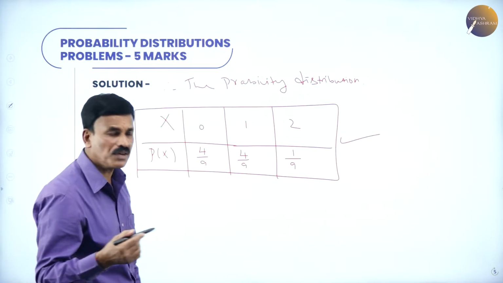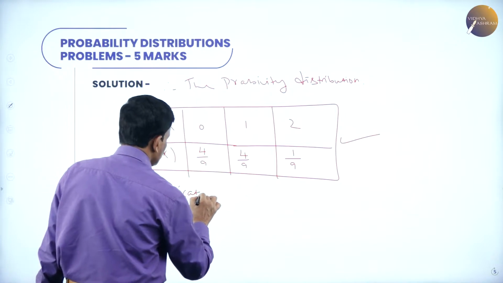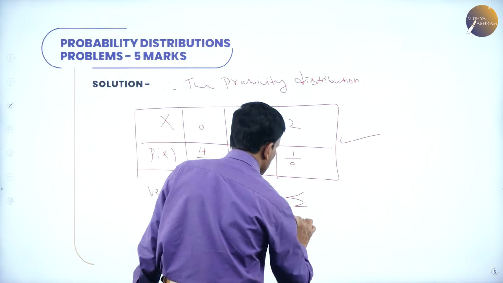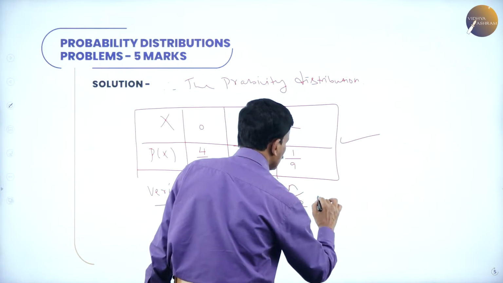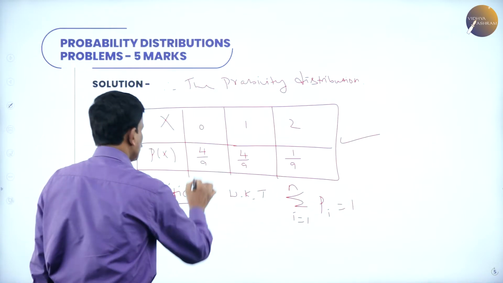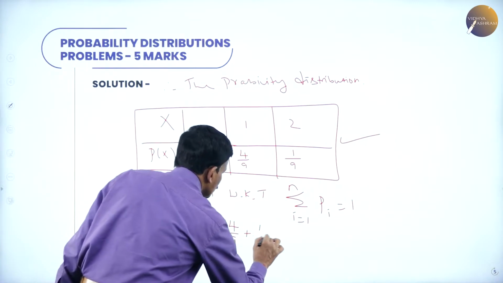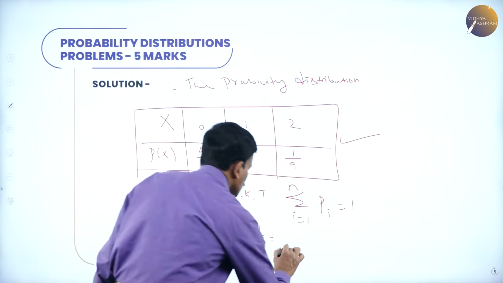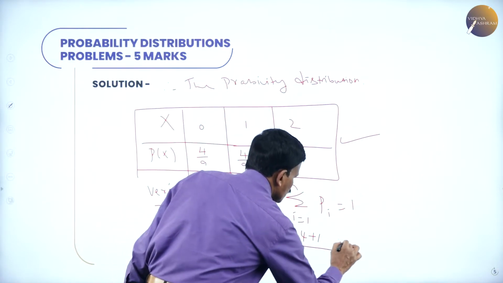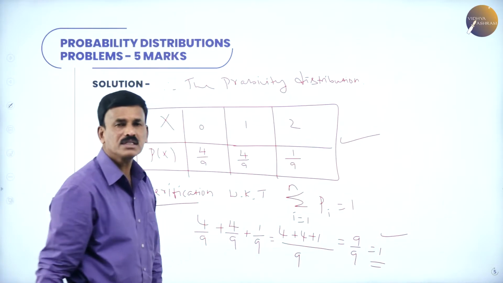So if you want to verify, you can go for verification also. What is the verification? We know that sigma i is equal to 1 to n, p i is always equal to 1. Now add this sigma p i, that is 4 by 9 plus 4 by 9 plus 1 by 9. Take LCM, 9 is the LCM, this is 4 plus 4 plus 1, 9 by 9 is equal to 1. That is verified. That's it.